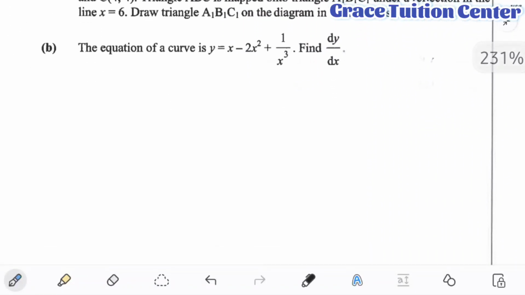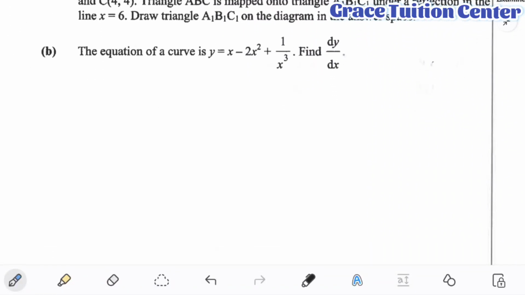The next question is saying the equation of the curve is y equals x minus 2x squared plus 1 over x to the power 3. Find the dy dx. So this is calculus, and this is a question on differentiation.